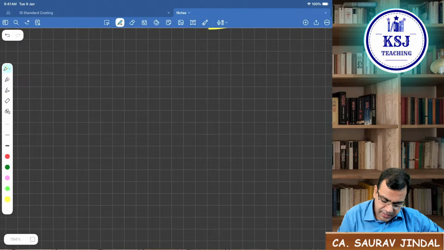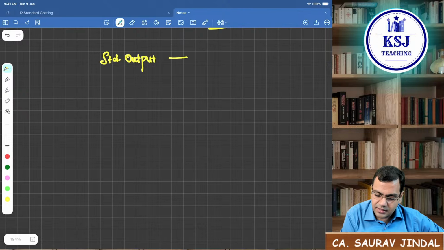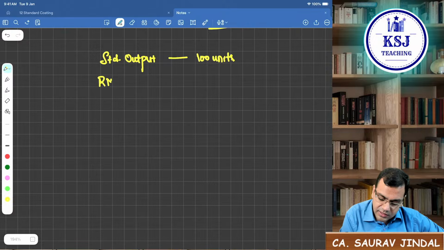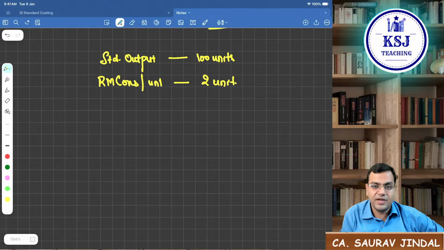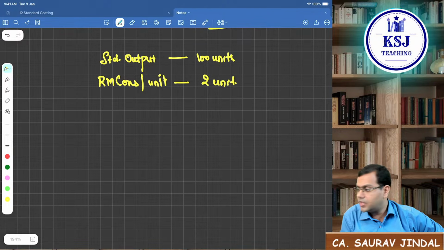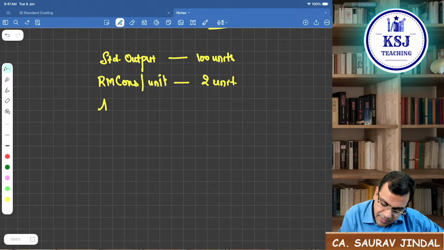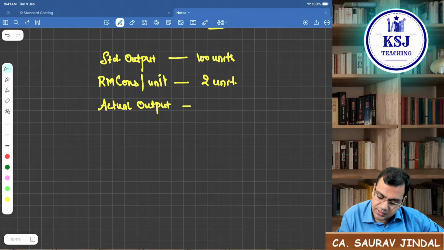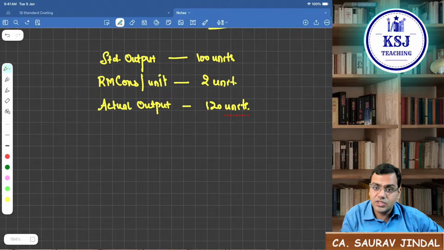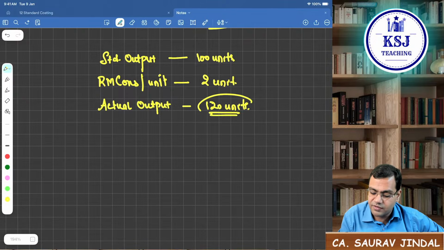I'm saying my standard output is what? My standard output is 100 units. This is what I'm planning to manufacture, right? Raw material consumption per unit is, let's say, 2 units. That for manufacturing 1 unit of finished good, 2 units of the raw material will be required, right? But my actual output is 120 units, right? So my actual cost is incurred for how many units? My actual cost is incurred for 120 units.